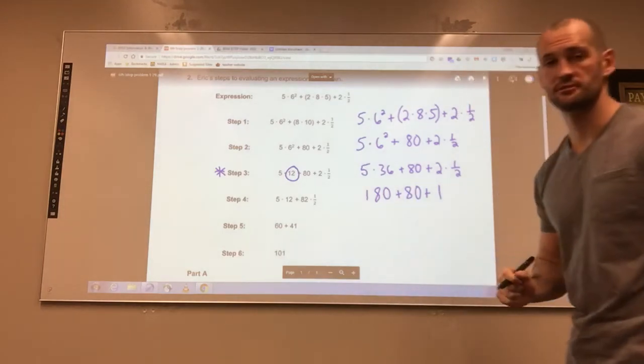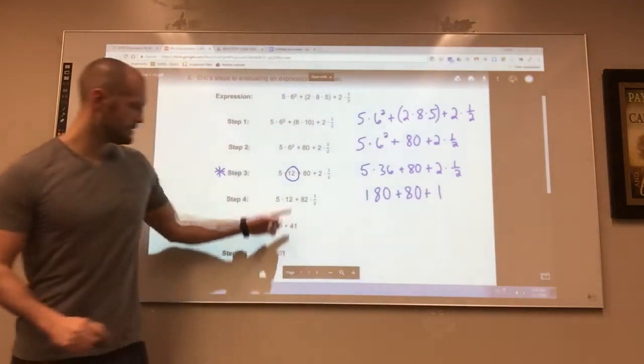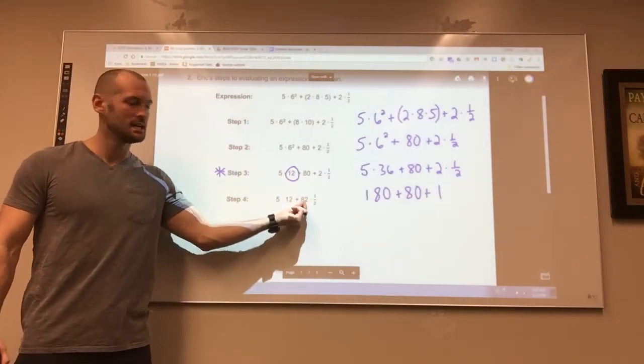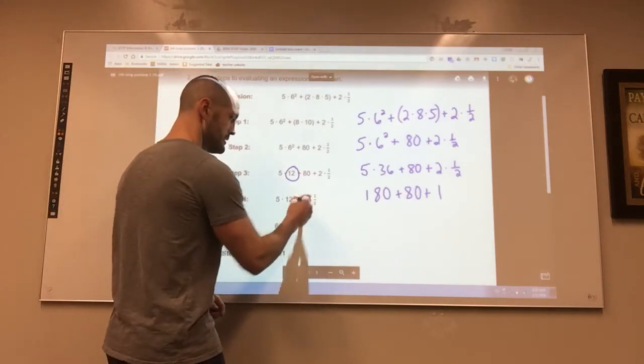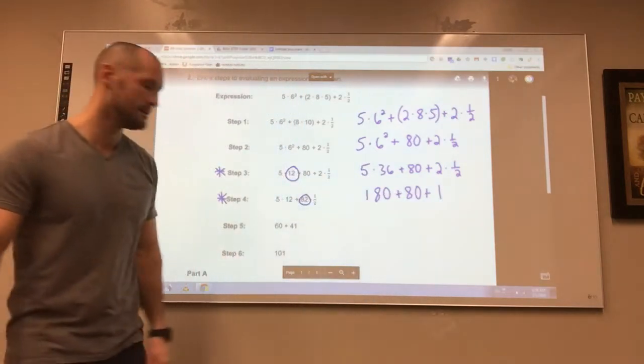Okay, we're starting to see some differences. Another big difference here. Notice, what did Eric do? He added before he multiplied. No. So step 4 also contains a mistake. 82 should not have happened. We should have multiplied the 2 and the 1, which is what we did.